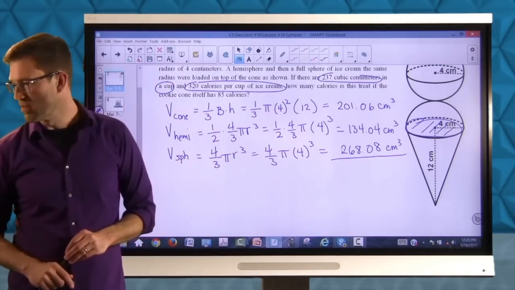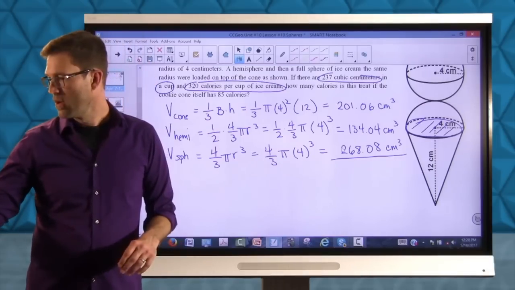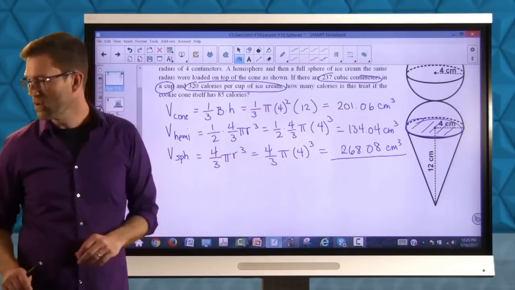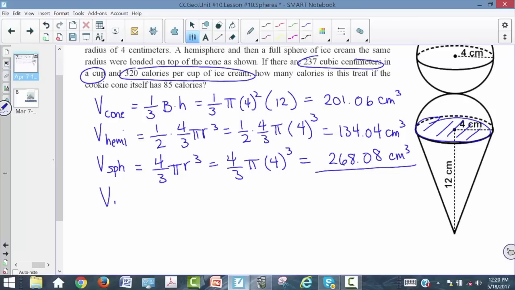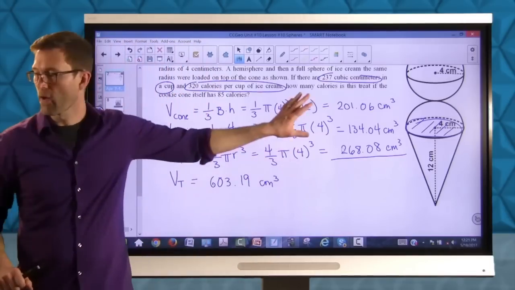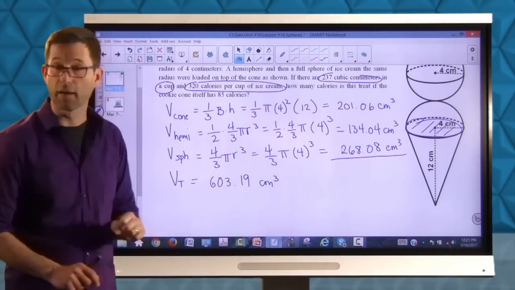So now, of course, what we need to do is add all of those up. And that's not too bad. In fact, I kind of did it all, just making sure. I've got 201, 134, 268, it's all good. I'll save you going over there, but the total volume of ice cream, V total, is going to be 603.186, or let's go 603.19. We'll just go with that, in cubic centimeters.